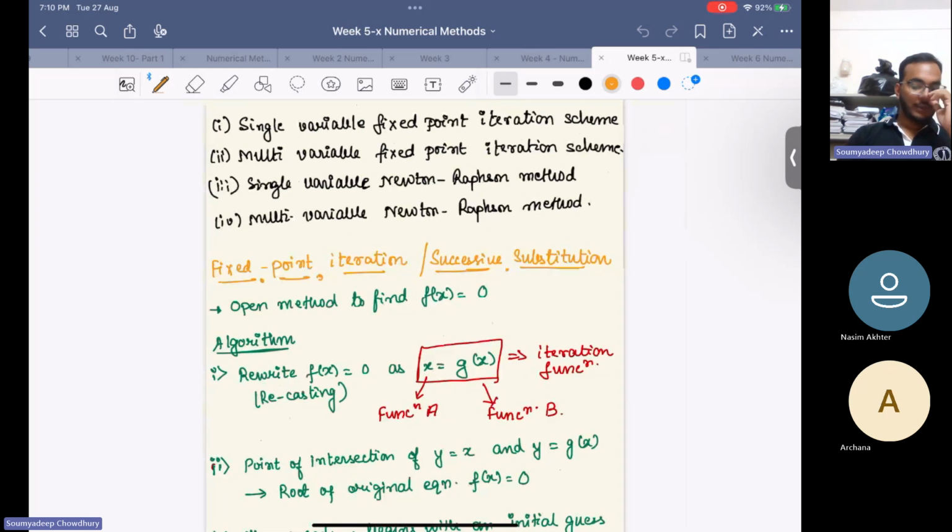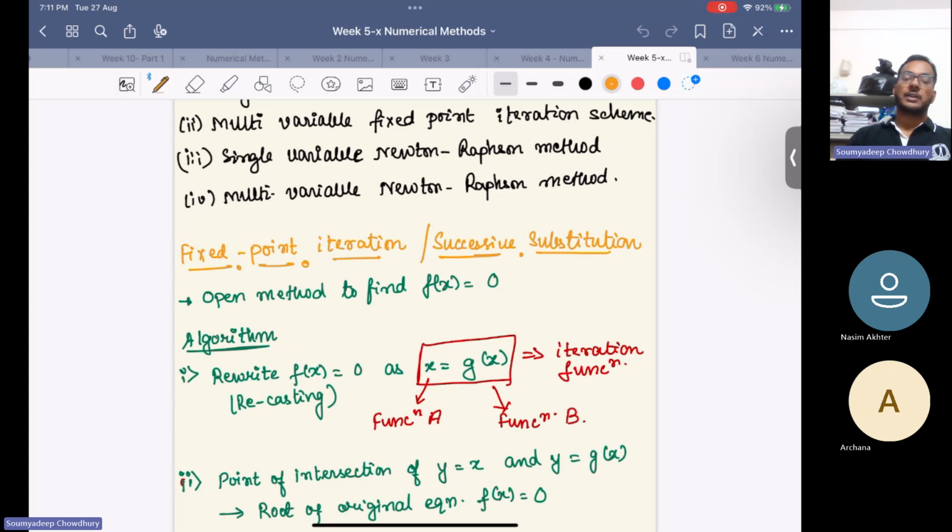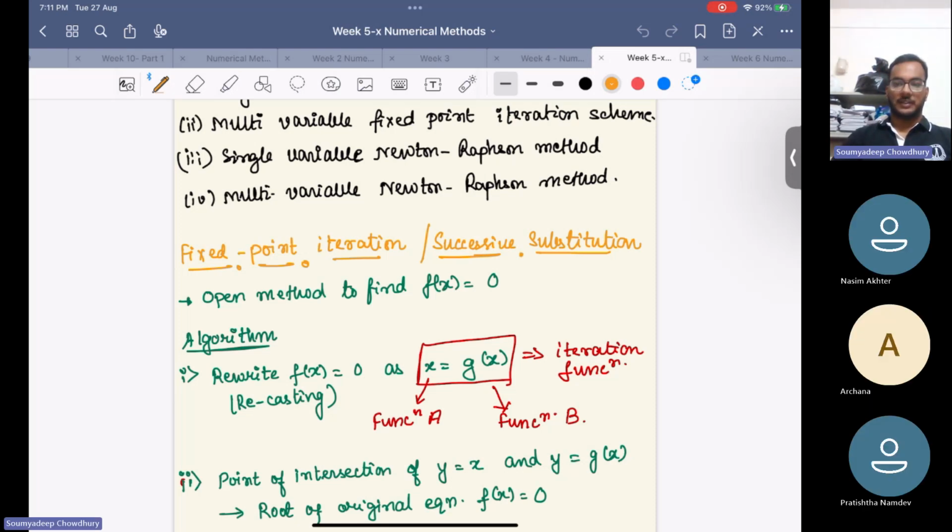In fixed point iteration, which is also known as the successive substitution method, any equation which is given to us, like f of x equal to 0, we rewrite in the form of x equal to g of x, that is, x equal to some function of x. This process of rewriting the equation is known as recasting.